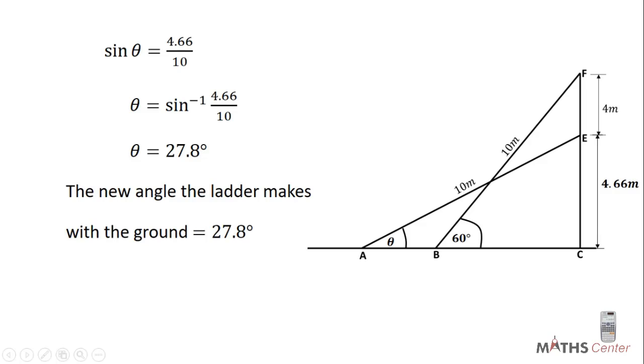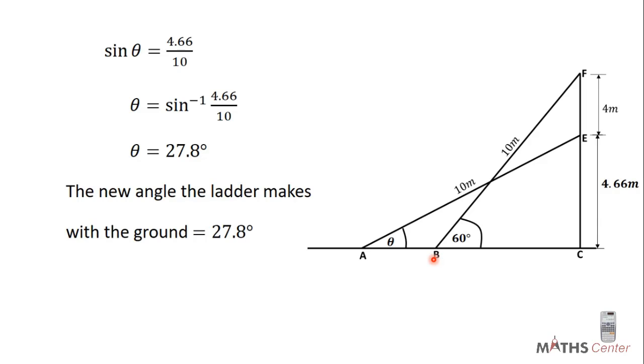Welcome back. In the previous video, we found the new angle the ladder makes with the ground, and we were able to find out that it is 27.8 degrees. We are now going to find the distance the foot of the ladder slipped back from its original position. So the foot of the ladder used to be at B. Because it slipped back, it came to A. So we are going to find the distance between A and B.